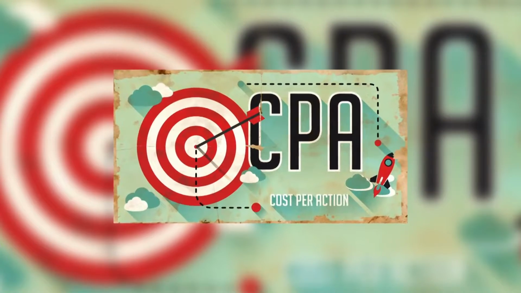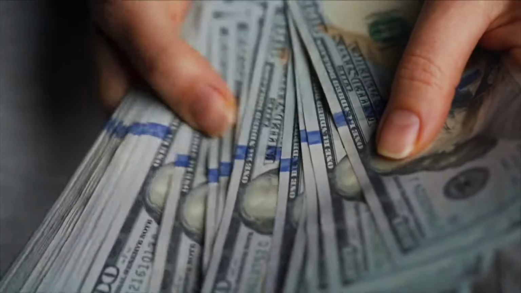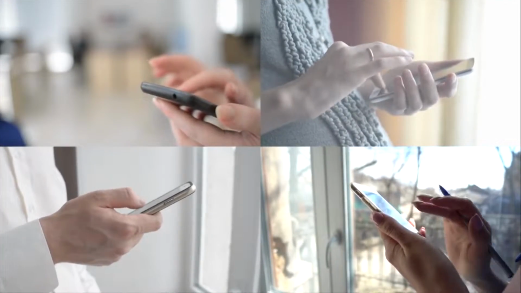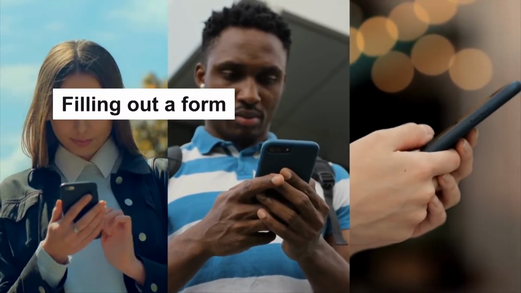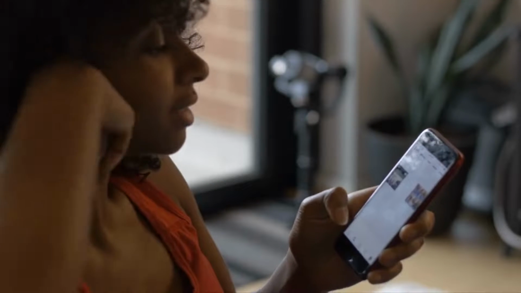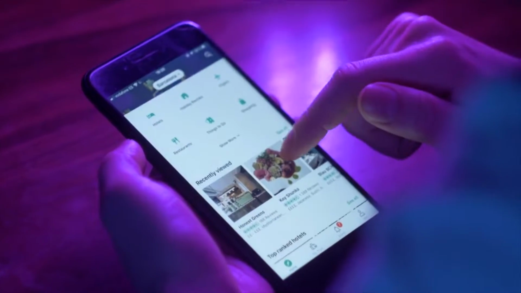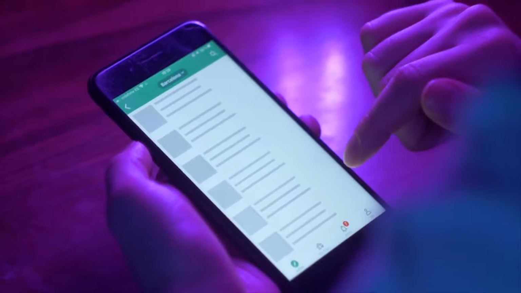Cost per action, CPA marketing, is a type of online advertising that allows you to earn money by getting people to take specific actions, such as filling out a form, subscribing to a newsletter, or making a purchase. Unlike other forms of online advertising, CPA marketing does not require you to pay for each ad click or impression. Instead, you only pay when someone completes the desired action.